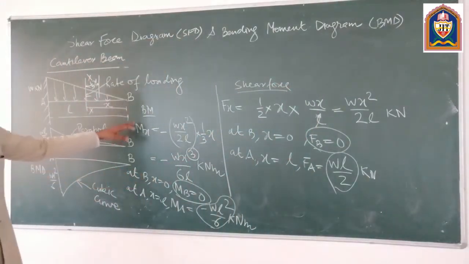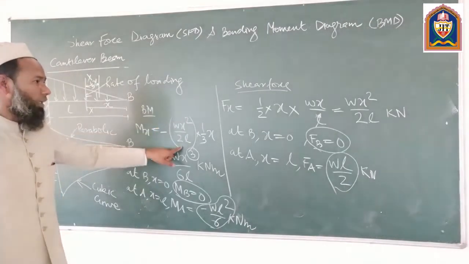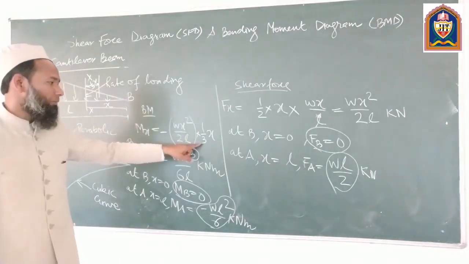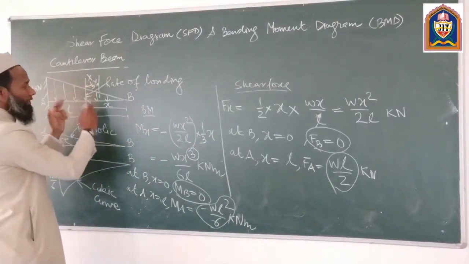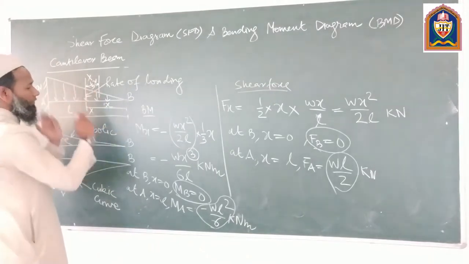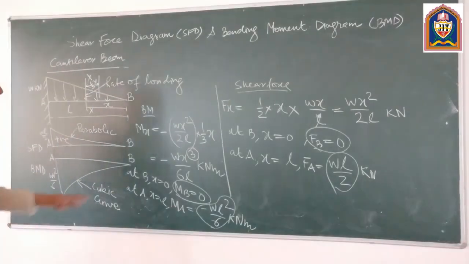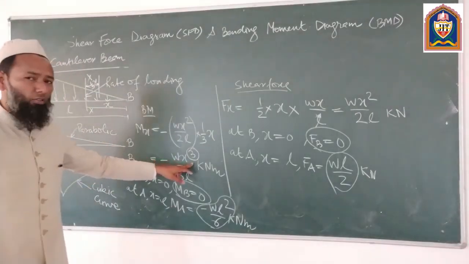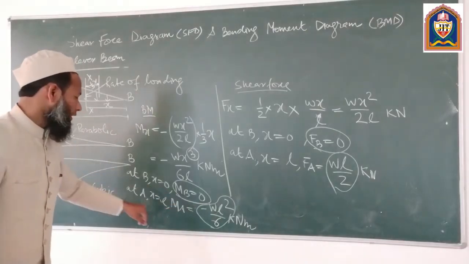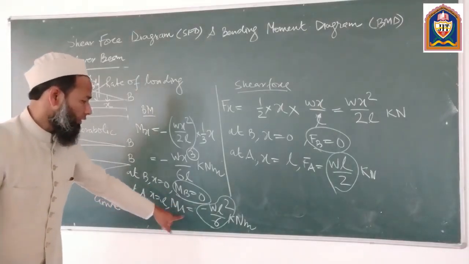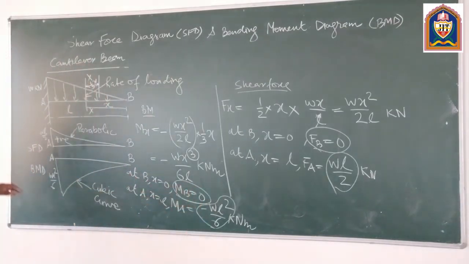Then we have calculated the general equation for the bending moment. So this is the load, Wx square upon 2L, multiplied by the distance to calculate the moment. So the distance is 1 by 3 of x, and it is negative because it is a case of hogging. The power of x is 3, so it will be a cubic curve. So at B, x is 0, moment is 0. At A, x is equal to L, so moment is equal to minus WL square upon 6. And we have drawn the bending moment and the shear force diagram.